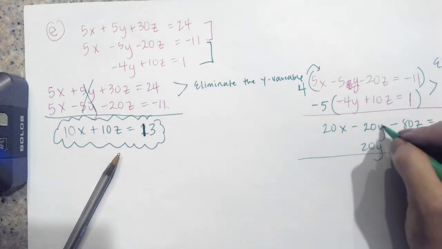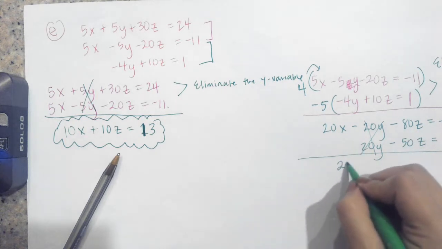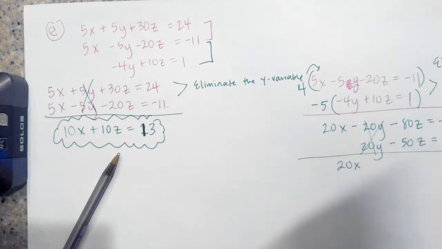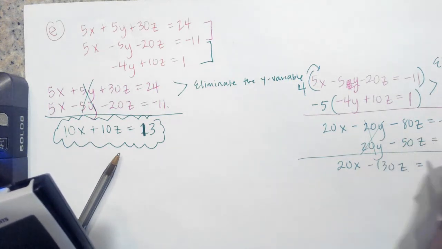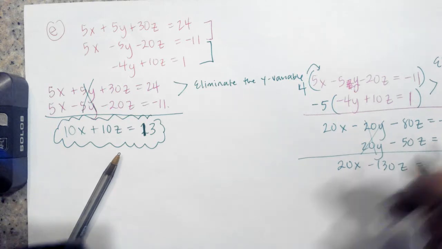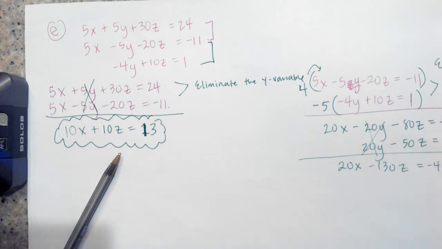Alright, so my y's now cancel. So I'm going to add down, so I get 20x. I have negative 80 and negative 50, which is negative 130z. And negative 44 and negative 5 give me negative 49. This is my second bubble equation.